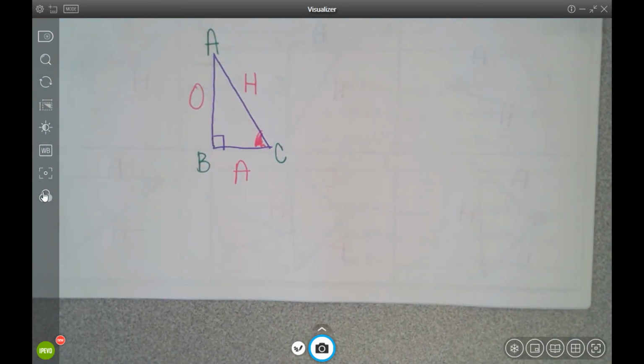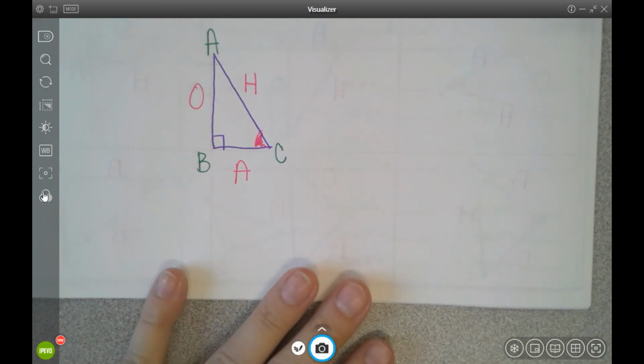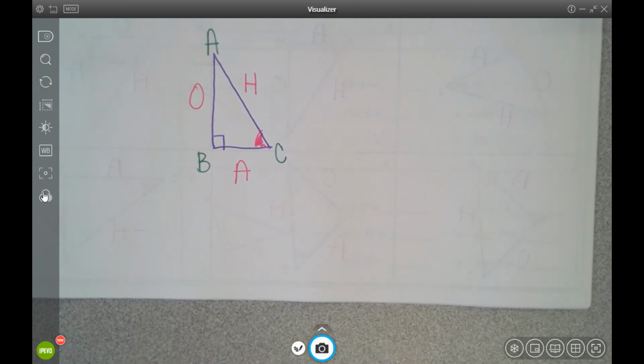So that might be the hardest question that came from this lesson. Not the unit. It's going to get harder with that lesson. So any questions? Trig isn't so bad yet. All right.